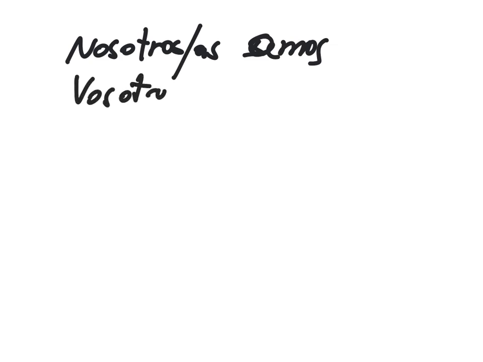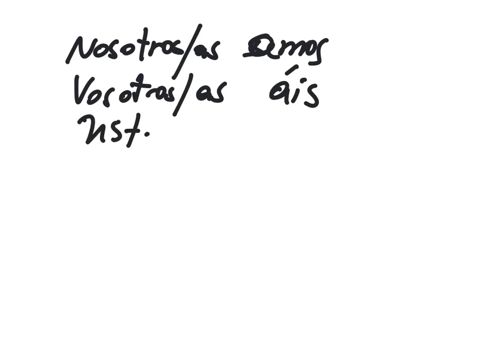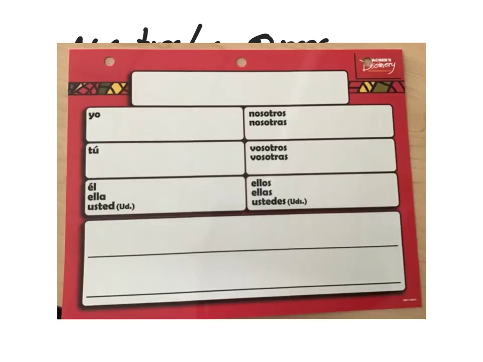Vosotros or vosotras: áis. Don't forget the accent on top of the a. Ustedes: an. And ellos and ellas: an. Okay? Endings, or terminaciones de los AR verbos.